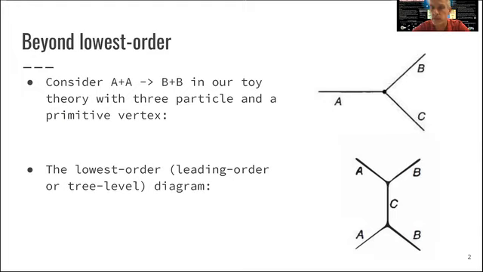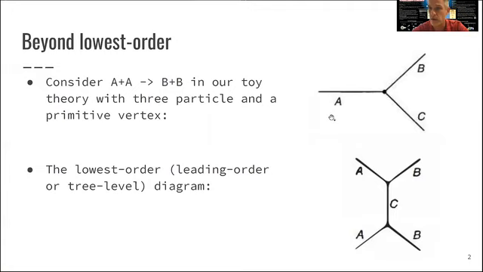And here we want to consider the process of a particle A going to a particle, or two particles A going to two particles B. And they do this by exchanging a particle C. This is the lowest order diagram, sometimes called the leading order, or sometimes called the tree level diagram.